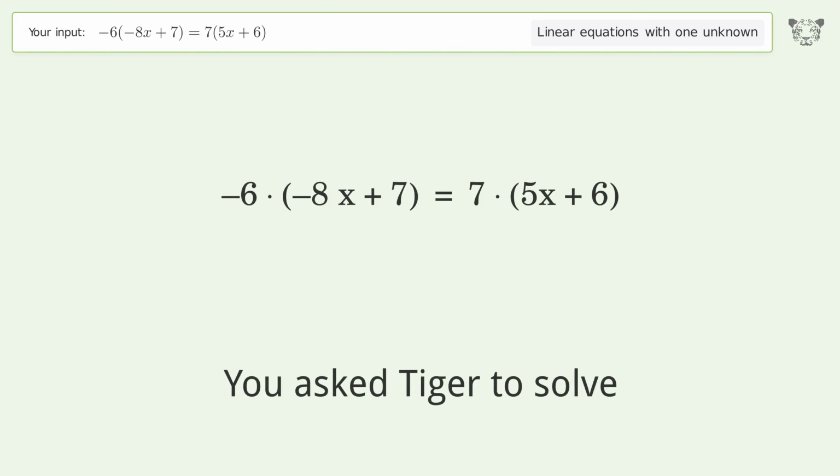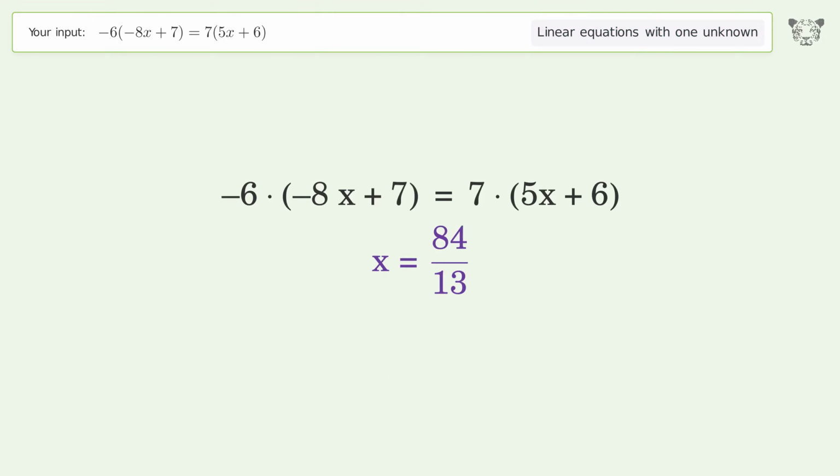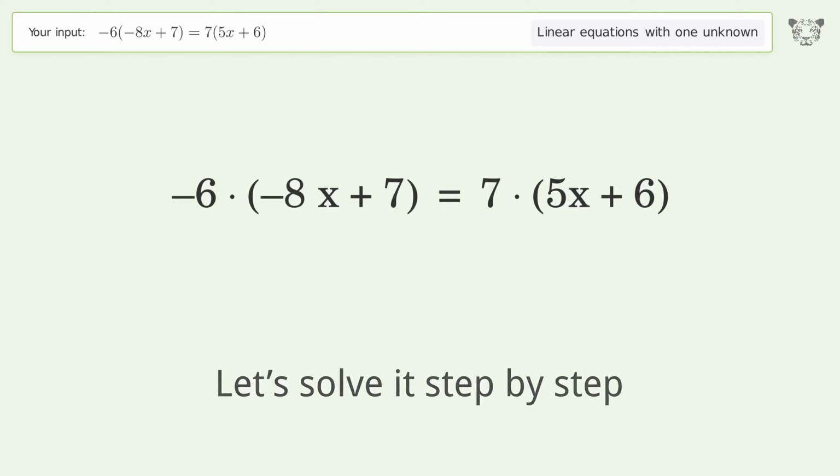You asked Tiger to solve this. It deals with linear equations with one unknown. The final result is x equals 84/13. Let's solve it step by step.